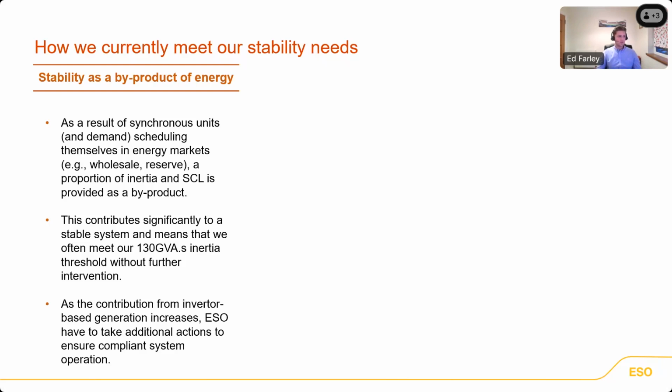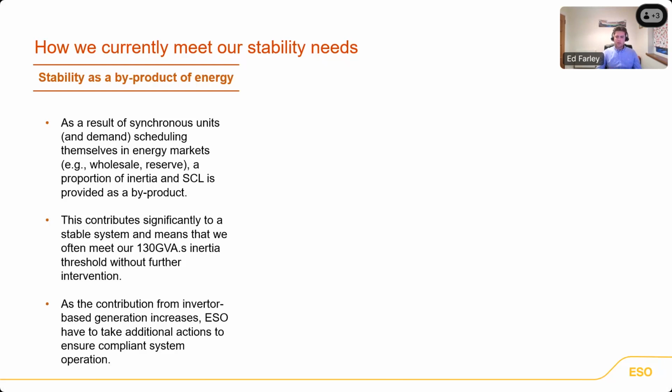Firstly, we have a contribution of stability from the market, the energy market, as a byproduct of producing energy. And by this, I mean typically from synchronous units that are scheduling themselves in energy markets to produce power. So this includes things like thermal units or pump storage hydro, units which provide spinning mass and can therefore provide also a proportion of inertia and short circuit level.